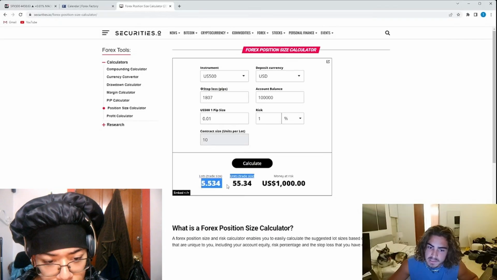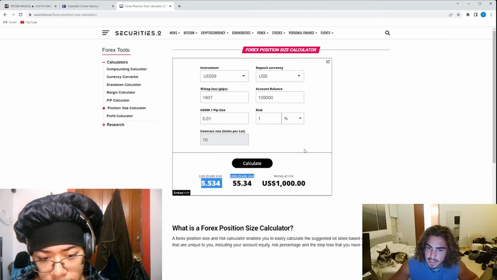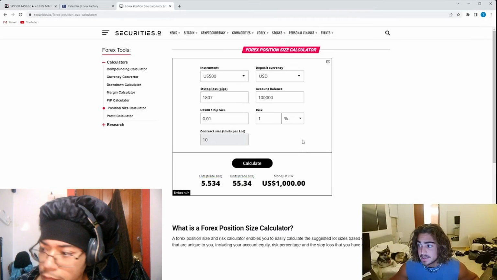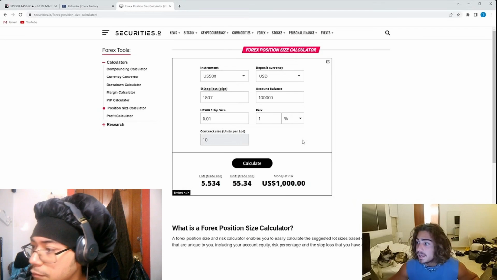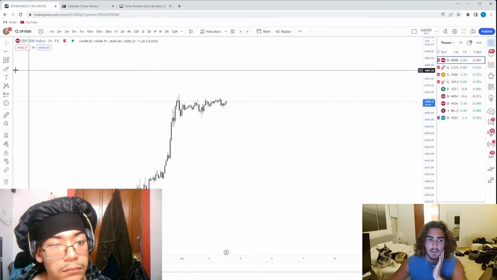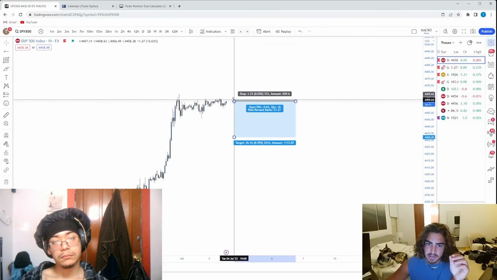calculate it, boom. This is the lot size I will be using. Just like that. Plug it in, take a trade. That is how you calculate lot size. Super freaking easy, but it takes a lot of time. So this is what I like to do, and this just takes a little bit of time to start understanding yourself and how you trade.